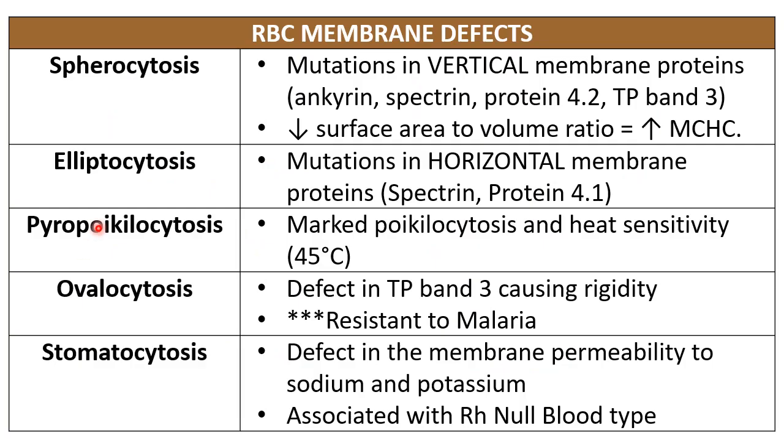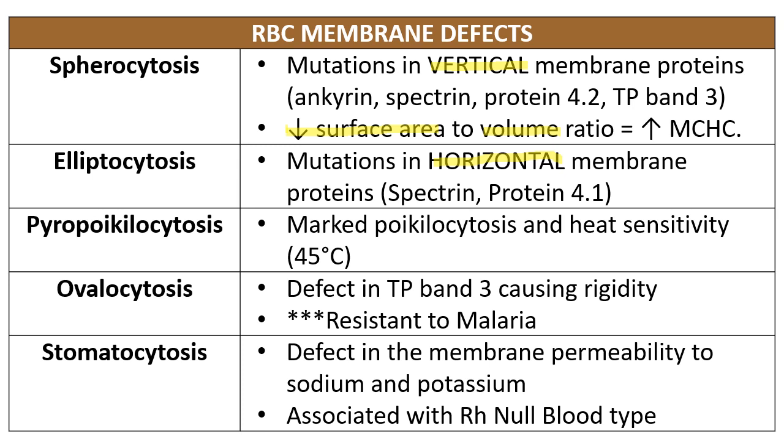So, another example of conditions under intrinsic RBC defects are the problems of RBC membrane. So, remember the difference between your vertical membrane proteins and horizontal membrane proteins. Balikan natin ha. Vertical membrane proteins are also called as integral proteins. And horizontal membrane proteins are your peripheral proteins. Okay? So, kapag may problem in vertical membrane proteins, prone sila magkaroon ng problem with the surface area. So, nagkakaroon ng decreased surface area. Lumiliit yung cell, pero na-maintain yung normal volume.